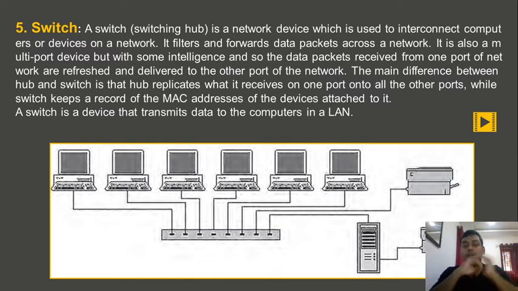A hub copies or replicates what it receives to all other nodes, but it cannot keep track of the address or anything. A switch can. A switch has the capacity to keep track of the record of MAC addresses and everything. So these are the differences. There won't be much jam in a switch.